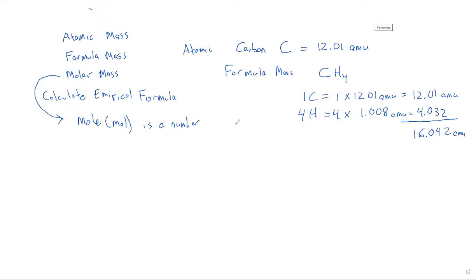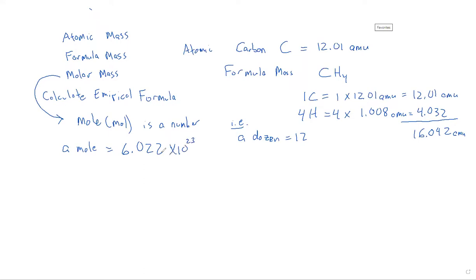Like, for example, a dozen is a number, it equals 12, right? So a dozen is a number equal to 12. The mole is a number, and it's a very, very large number. And so I'm not going to write it out completely. 6.022 times 10 to the 23rd.